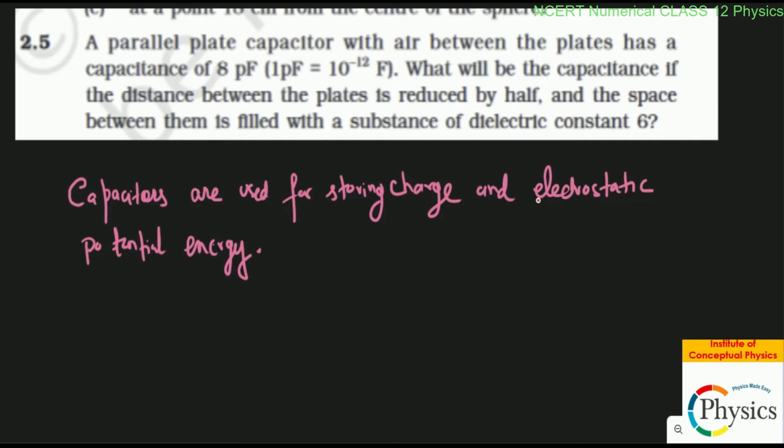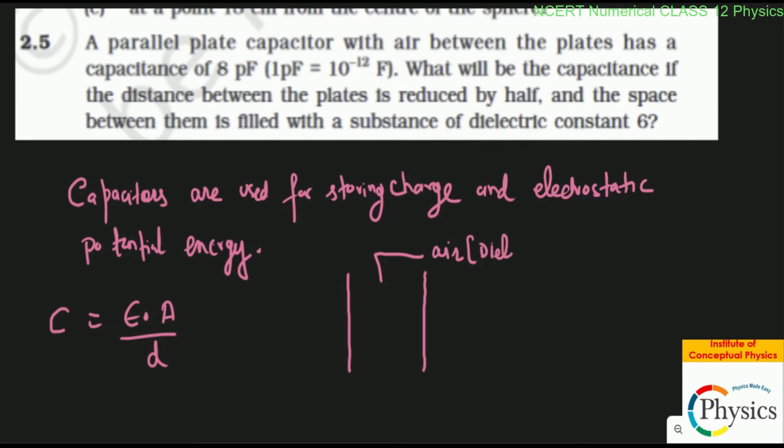It's a parallel plate capacitor. So capacitance is given by epsilon naught A by D. Two plates are separated and the medium between them is air. Air is also a dielectric. These are the two parallel plates, and you can show them like this also. The capacitance is decided by the area of the plates, the distance between the two plates, and the permittivity of the medium between them, which in this case is air.